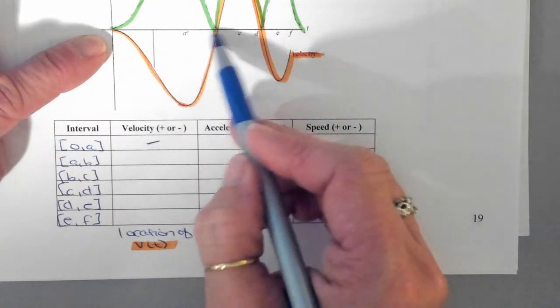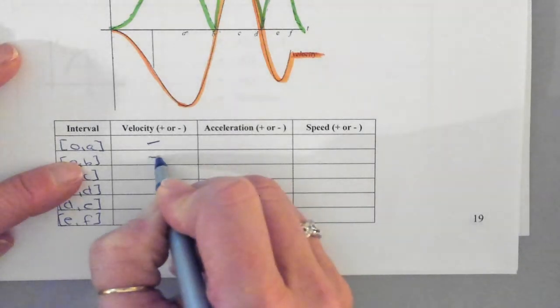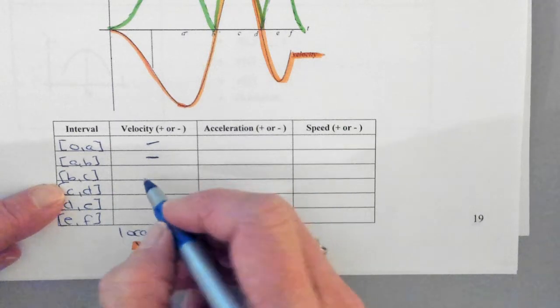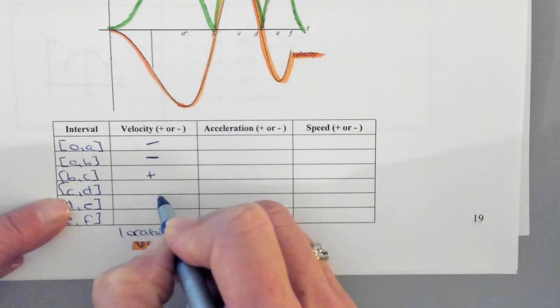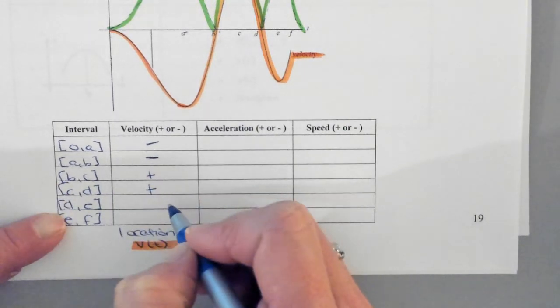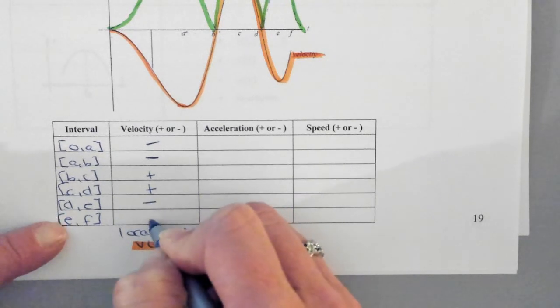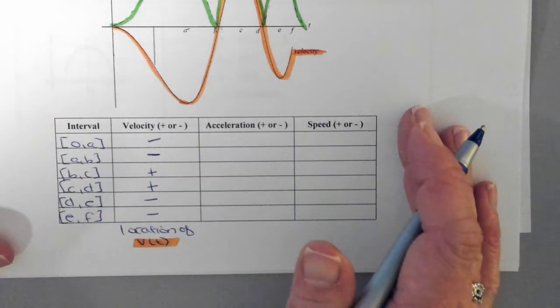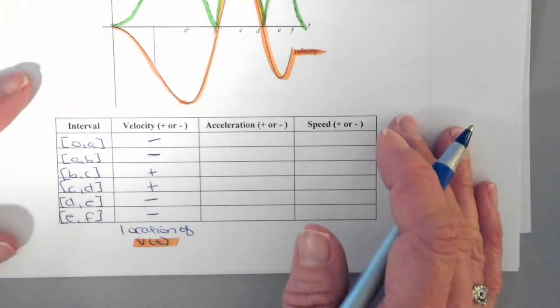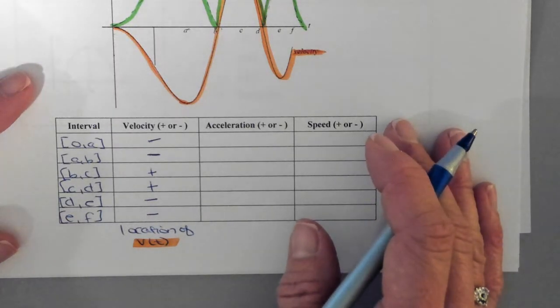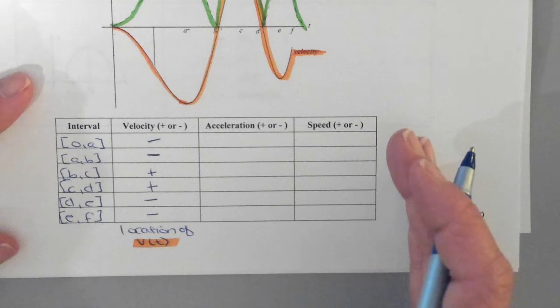Okay, what about A to B? Negative. Okay, remember you're only looking at the orange. B to C? Positive. C to D? D to E? And then E to F? Okay, everybody good? All right, so now when we're talking about acceleration, what is the relationship of the acceleration graph to the velocity?